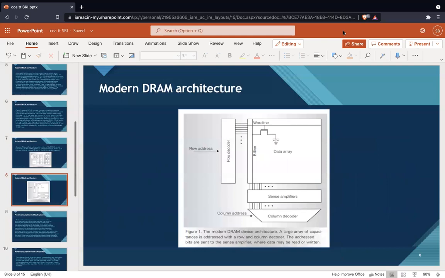In the modern DRAM device architecture, a large array of capacitors is addressed with a row and column decoder. The address bits are sent to the sense amplifier, where data may be read or written.